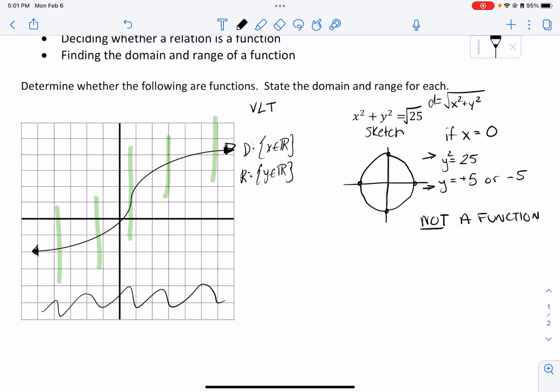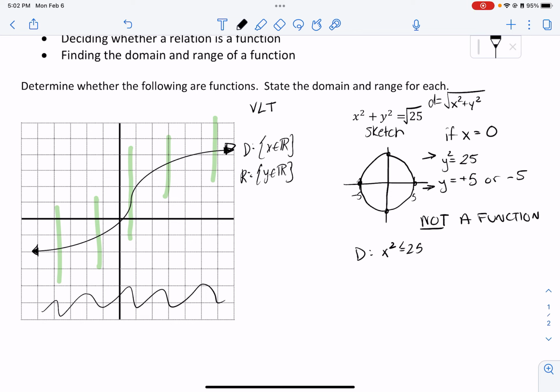Okay. Now, in terms of the domain and range, graphing definitely helps here. We can see it's going to be between negative 5 and 5. There is a way to find this from the equation as well, right? Squares can never be negative, right? So because y squared, the minimum it can be is 0, x squared must be less than or equal to 25, right?